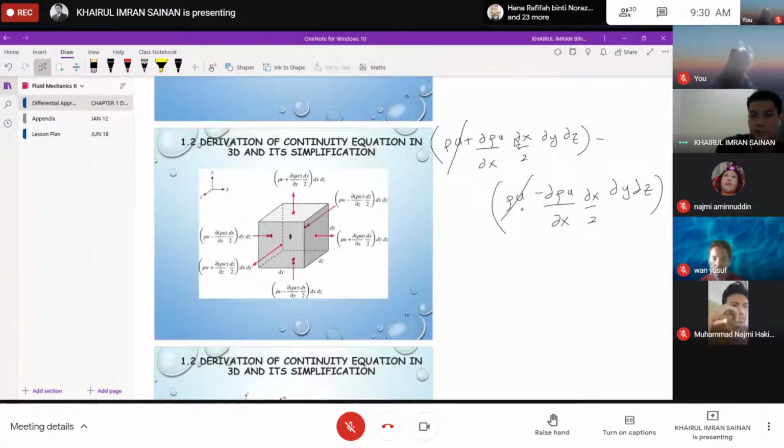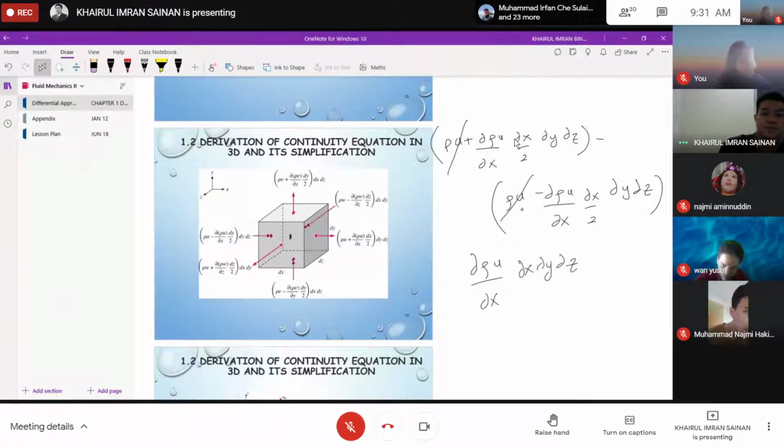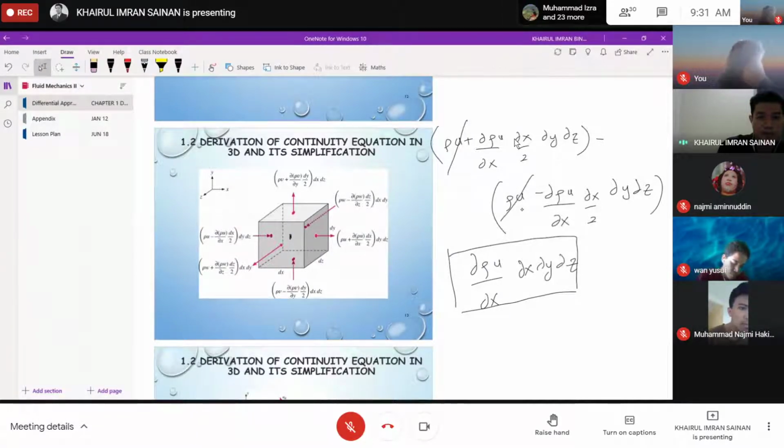So this term, since you have a half of it, the negative becomes positive. So in the end, what you have is del rho u over del x, and the half becomes del x, del y, and del z. Okay, so this is the x component. Similarly, it is calculated for the y component. So in the end, what you have is del rho v over del y, del x, del y, and del z.